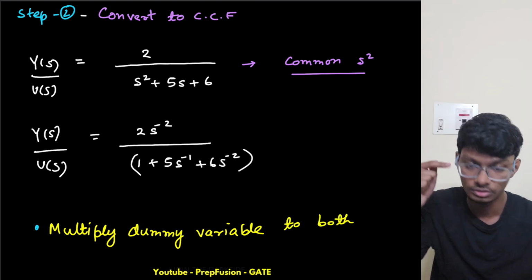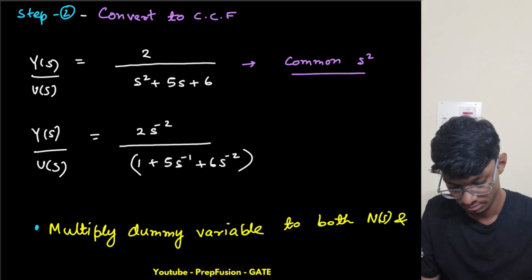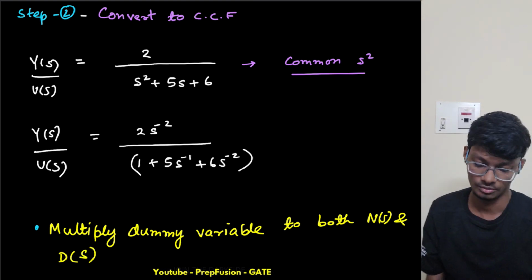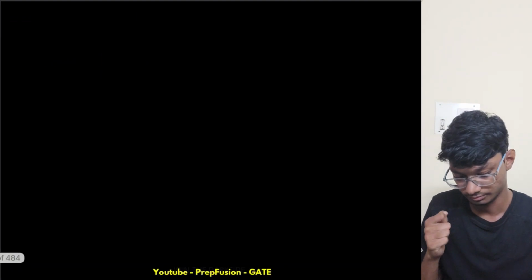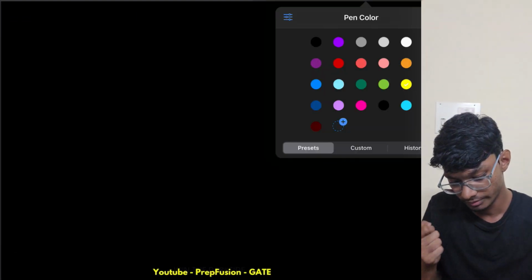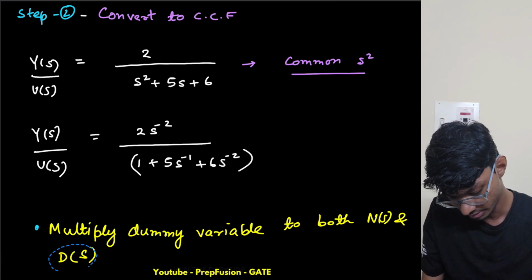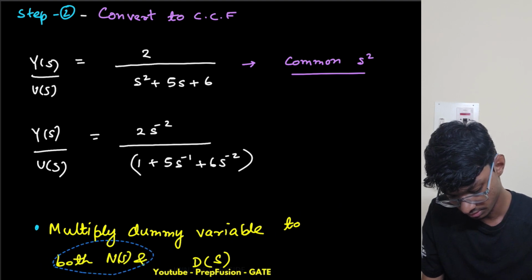Multiply the dummy variable to both the numerator and the denominator. Okay, so what I will do is, not dummy variable, dummy state variables. I should write this as dummy state variable. Okay, let me change this here.